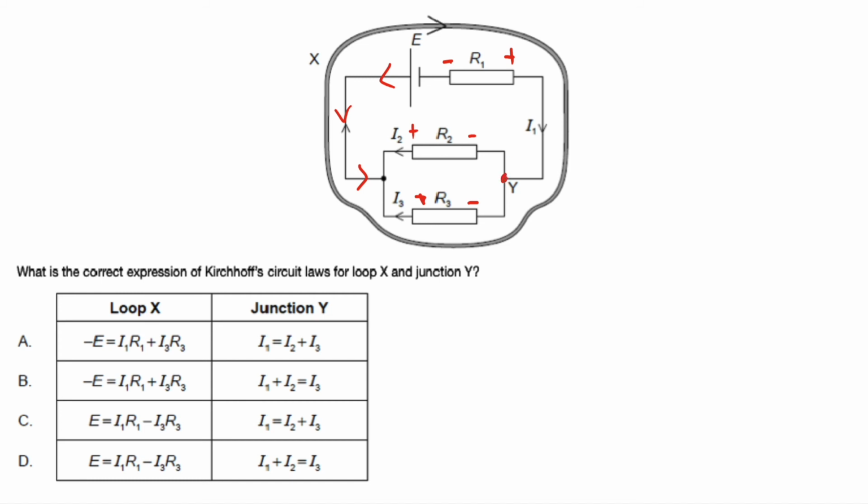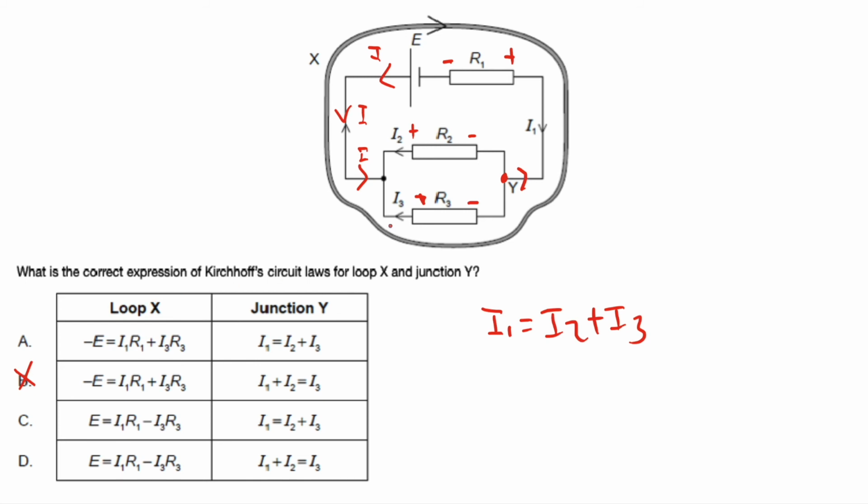And for junction Y, here has a current of I, and then it becomes I2 and I3. So I1 is equal to I2 plus I3. It's the sum of the currents. So B is not correct.